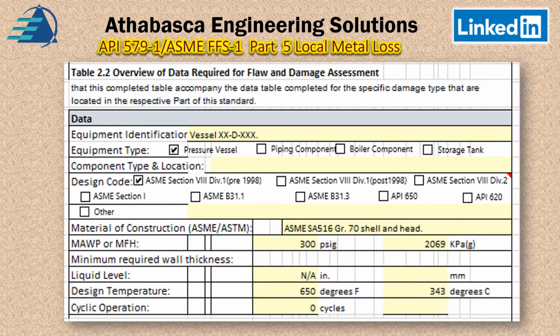So we want to look a little closer at table 2.2. What do we see here? Well, we see a table where we have a pressure vessel, and it's going to be a 516 grade 70 shell and head. The pressure is going to be 300 psi or 2069 kPa, 650 Fahrenheit, so it's quite hot, and that's 343 degrees Celsius. So that's our setup to our problem.